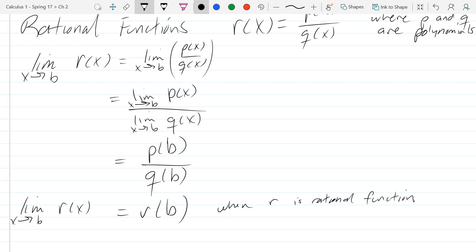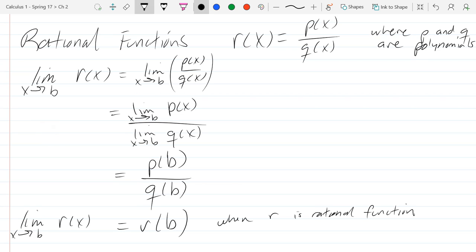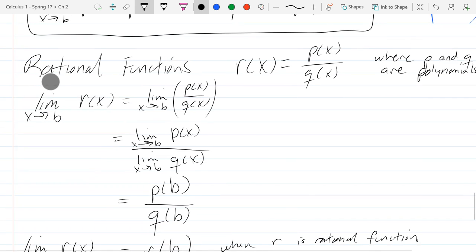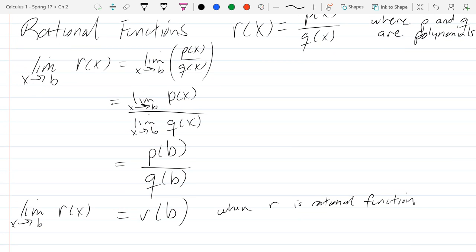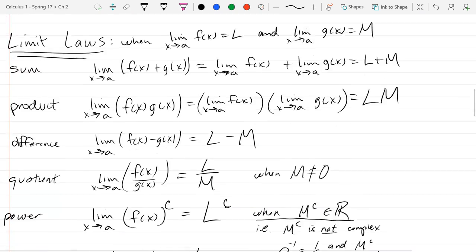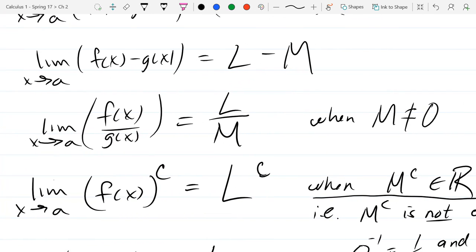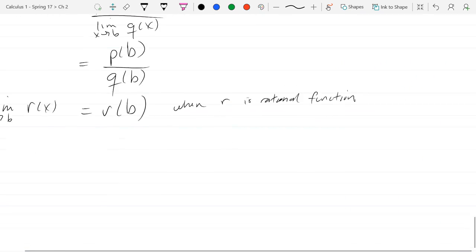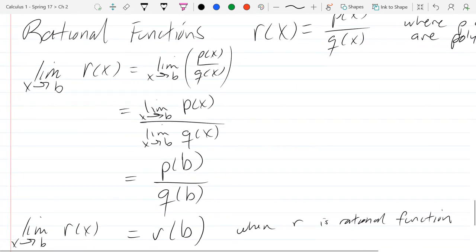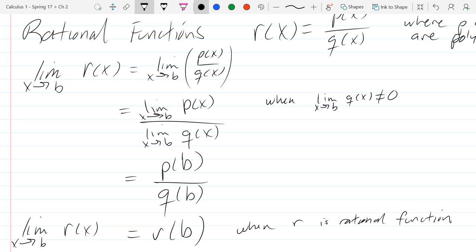Now there is some fine print, and the fine print was in the quotient rule. So let's scroll up in the quotient rule and see what's going on, what we need to watch out for. So I'm going to scroll up now, way up to the quotient law. Here we go. So it's okay to do this as long as your denominator limit is not zero. So I need to write that in our rational function limit that we just took. So the top line and the second line are equal when lim x approaches b of Q of x is not zero.